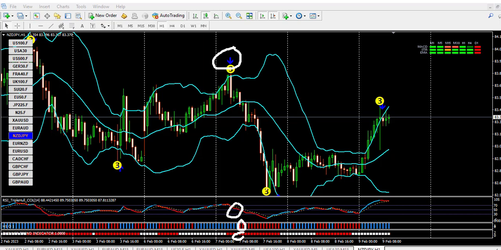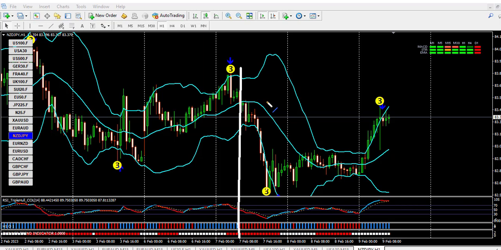Now why do we need to combine all these things together? In order for us to reduce the fake out. No indicator is 100% accurate, and that's why we have to combine a few indicators together so that we will get a higher winning rate. At this particular point we have all the indicators in agreement here, where everything was in agreement.